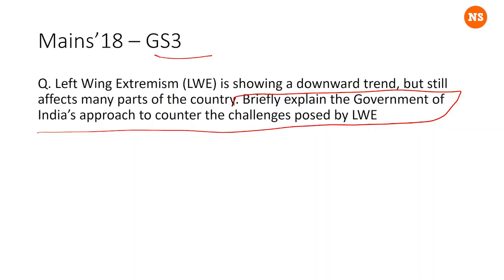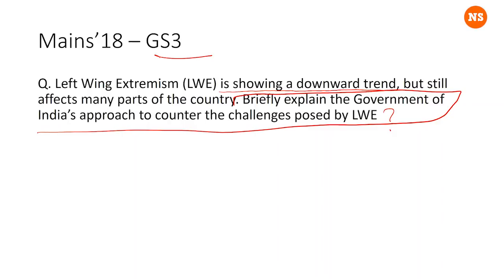Left-wing extremism is showing a downward trend. Once this is being asked in the question, you have to prove it in your answer that yes, it is showing a downward trend, but still there is a problem. Now, a good introduction here is talking about what the downward trend actually is, right?